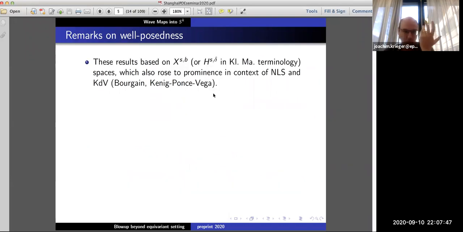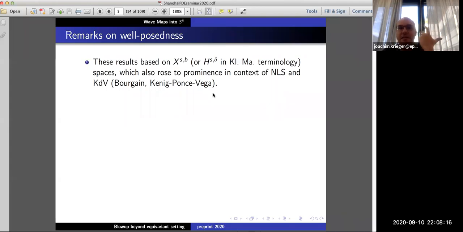So now, how does one show these sort of things? I don't want to go into details here because this is only very tangentially related to what I will talk about in the sequel. But they are based on so-called X^{s,b} type spaces or H^{s,delta} spaces. So they're like Sobolev spaces, but with a symbol which is adjusted to the wave equation, the d'Alembertian, instead of the Laplace operator.